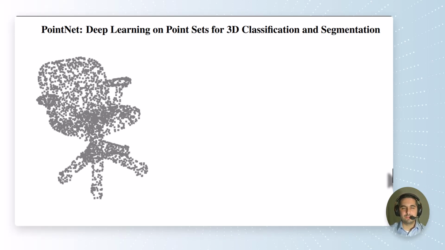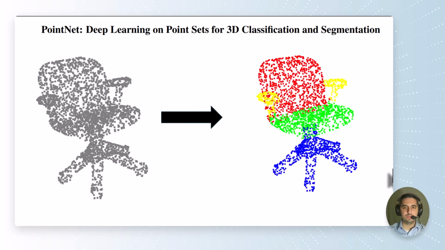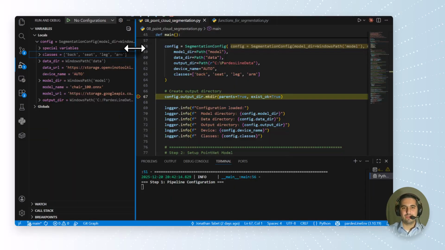Today, I want to make you an expert in 3D segmentation. We are going to take as input an original point cloud of a chair and get, using a PointNet deep learning model, the final segmented chair with 4 classes, 4 labels: one for the seat, one for the legs, one for the back, and one for the arms. So let's go ahead with the code.